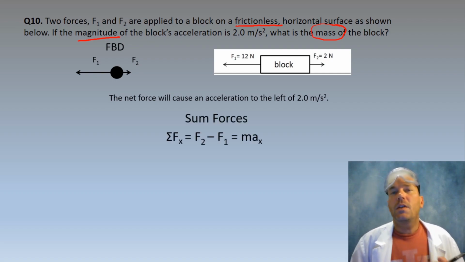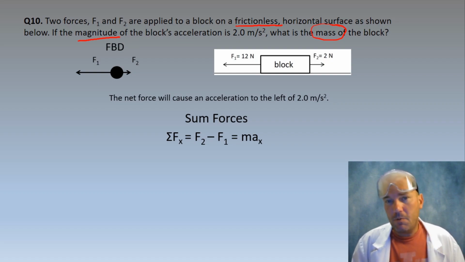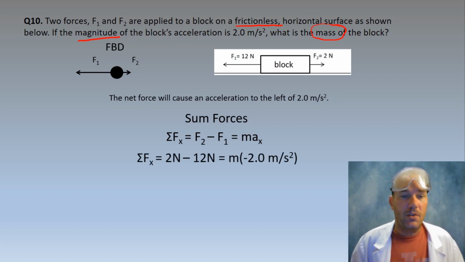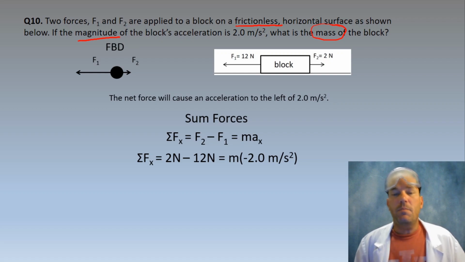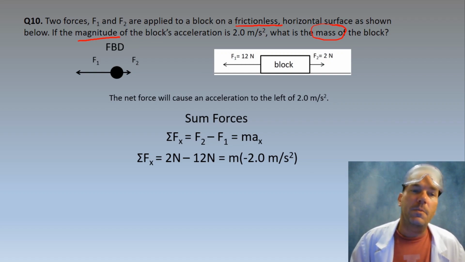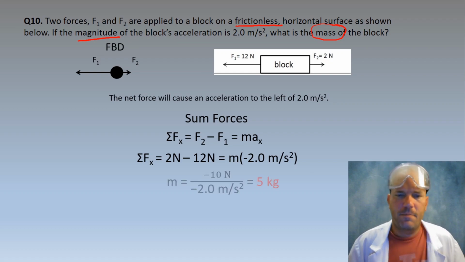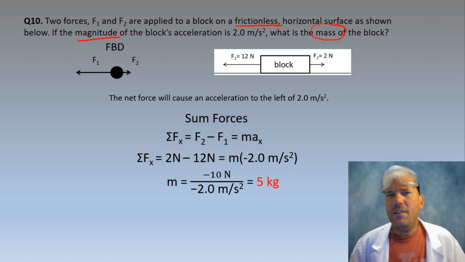Okay, so let's sum horizontally. Let's call right positive and left negative, as we typically do, but we will learn that we don't always have to do that. So we get 2 newtons minus 12 newtons, and that's equal to mass times the acceleration of the block, which we're told is 2 meters per second squared. And we've conceptualized that that's to the left, which is why it is now negative. So solving for mass, which is a scalar quantity, we get 5 kilograms as our answer here.